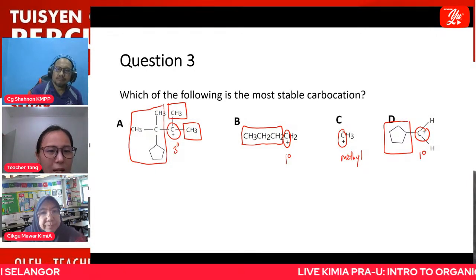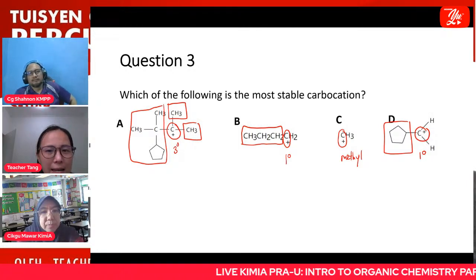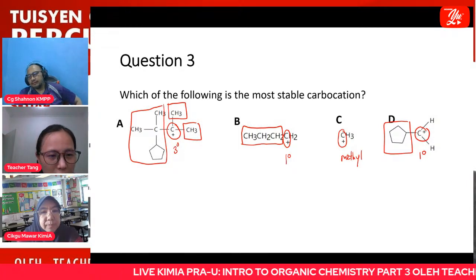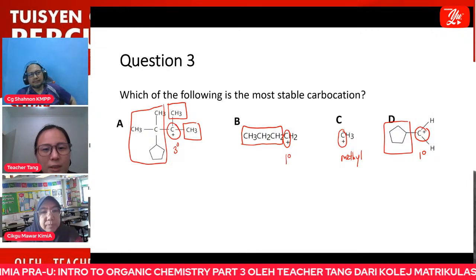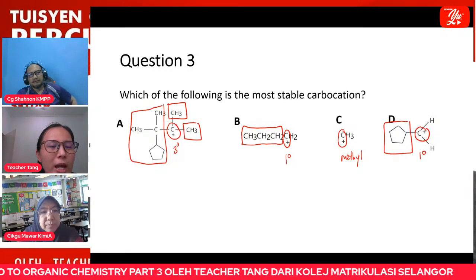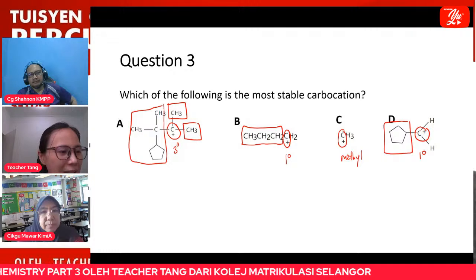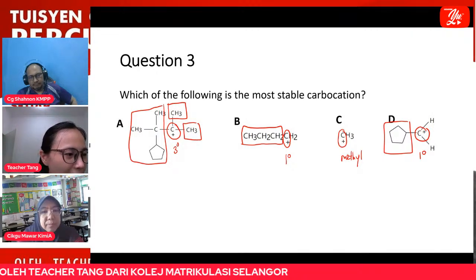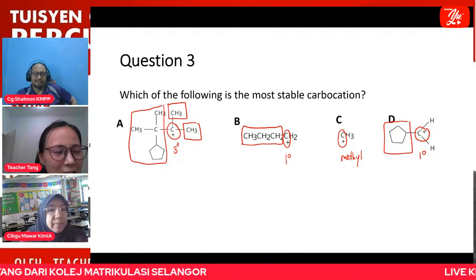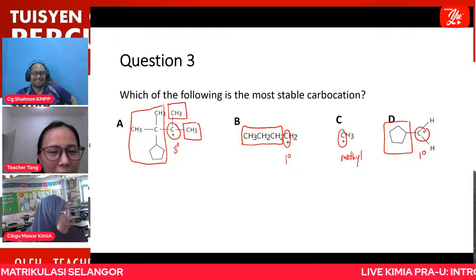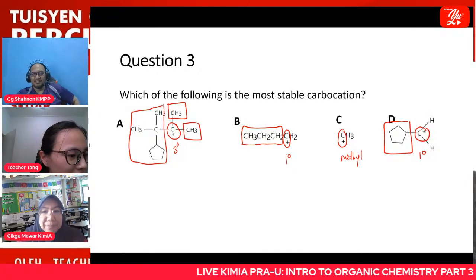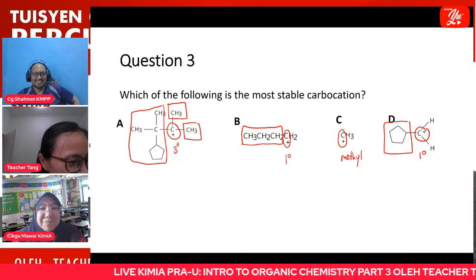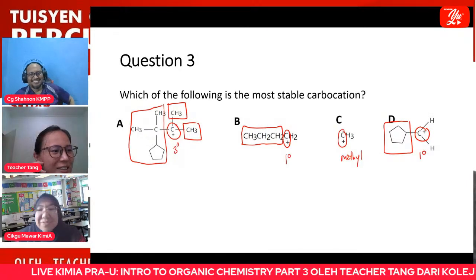Remember, carbocation is electron deficient, so the more alkyl groups attached, the more stable the carbocation is. So what is the answer for this question, class? I'm already giving you a lot of hints. Any answer given by the students? I give you 30 seconds to answer this question.